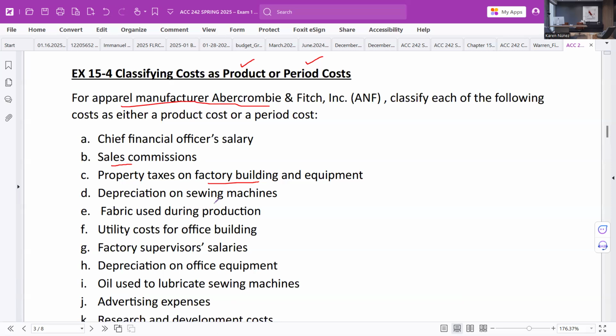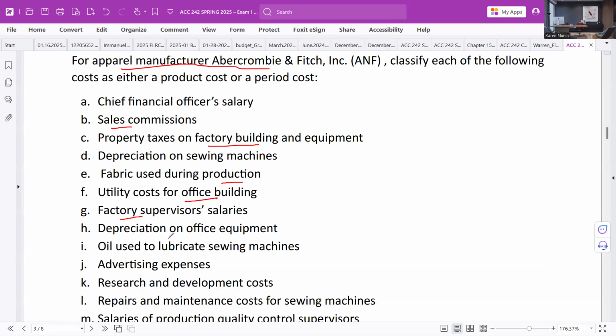Depreciation on sewing machines. Well, the sewing machines are used to make the product. That's a product cost. Fabric used during production. That's a product cost. Utility costs for the office building. It's an office building. That's not a product cost, not related to production. That is a period cost. The factory supervisor salaries. Factory, that's a product cost. Depreciation on office equipment, that's not related to production. It's a period cost.